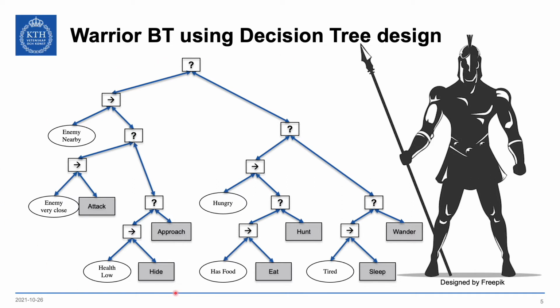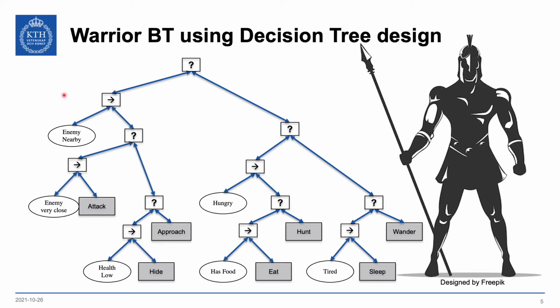This example is also from another video on using the decision tree design principle. So this warrior here, a lovely guy with a spear, first checks if there's an enemy nearby. If so, we check if the enemy is very close. If so, we attack. If not, we check if the health is low. If so, we hide. If not, we approach. If there's no enemy nearby, we check if we're hungry or tired. We might be eating or sleeping or wandering, and so on.